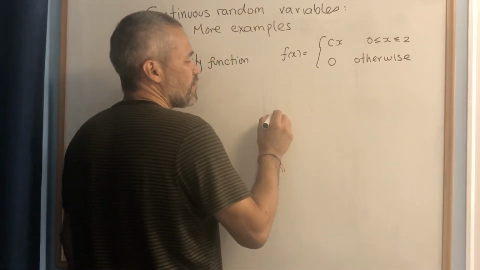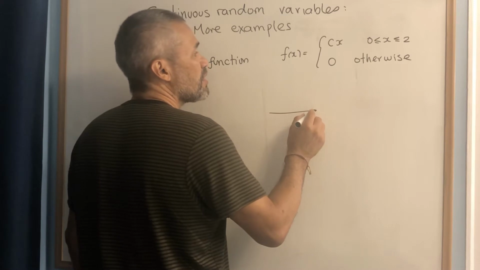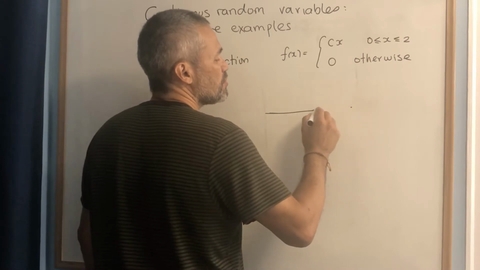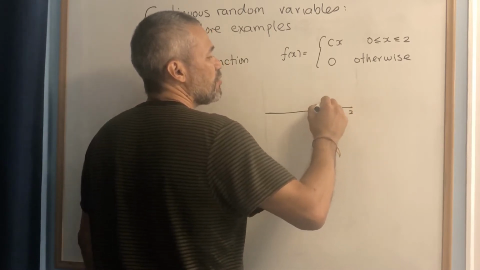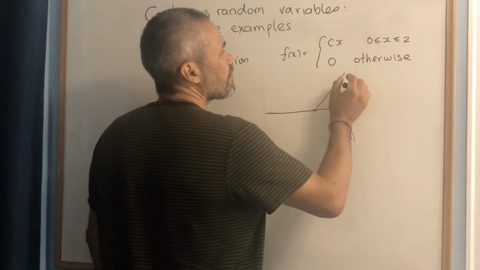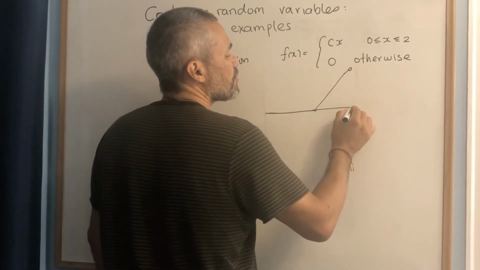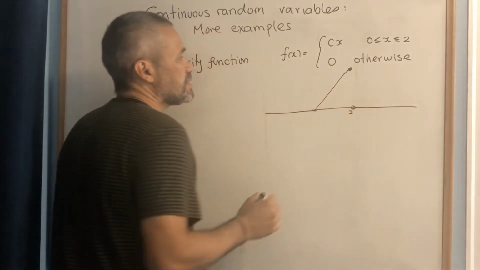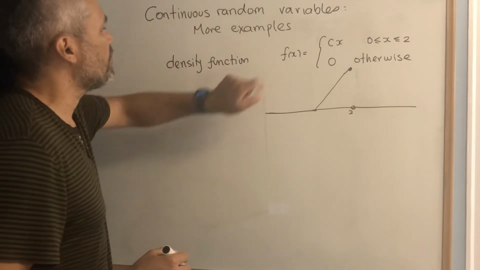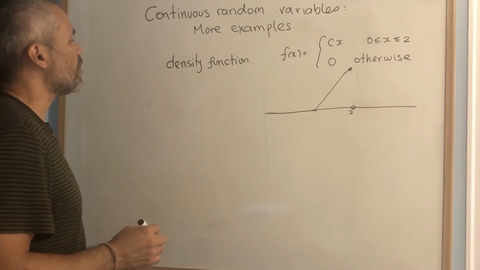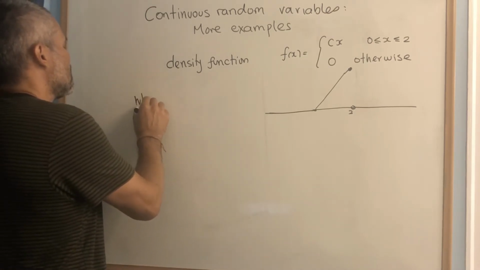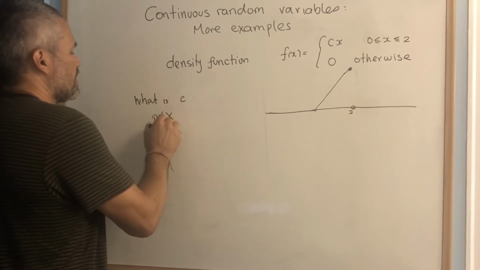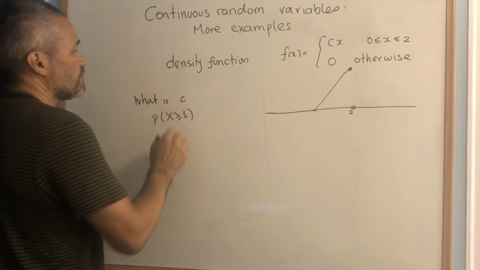In this case, the graph of that function before 0 is 0. From 0 to 2 is a line with the slope c, and after 2 is just 0. This is the density function, and we want to compute the value for c. What is c? And also let's compute the probability that x is bigger or equal than 1.